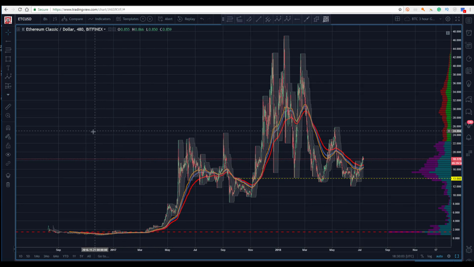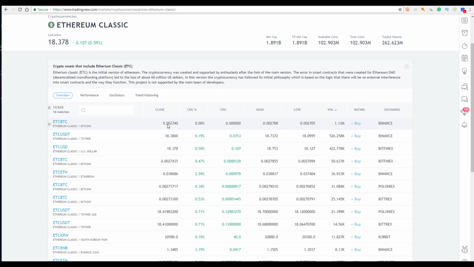So that said, now I've got it up here on Bitfinex to the tether. Let me show you why. I'm just on TradingView, and I've pulled up Ethereum Classic. I'm looking for where the volume is, so I'm sorting this based on where we see the trading volume. You can see the majority of it is to Bitcoin on Binance. Number 2 here is the dollar tether on Binance.